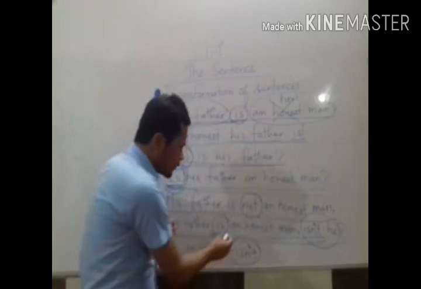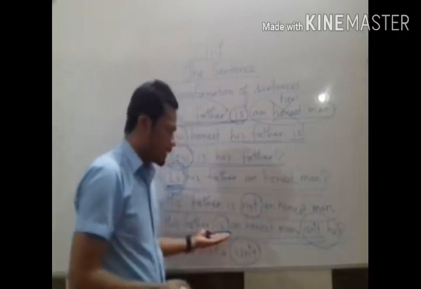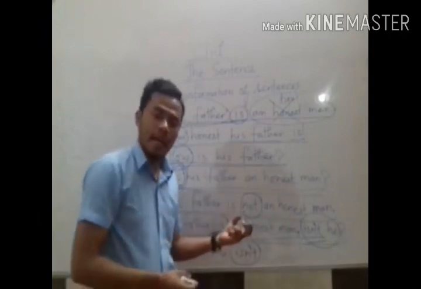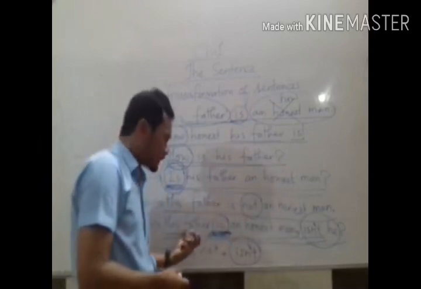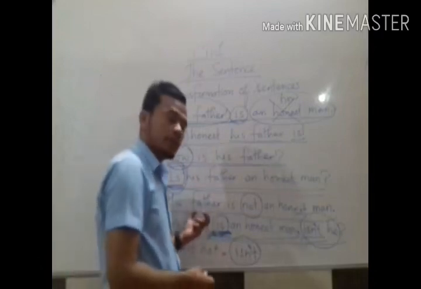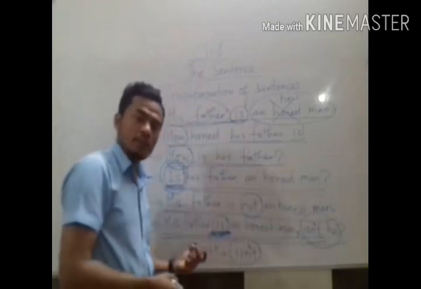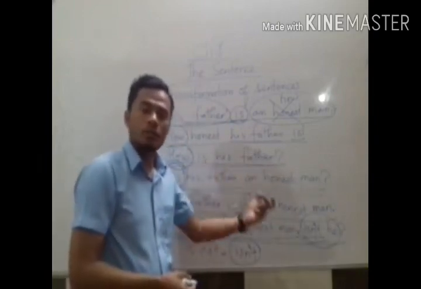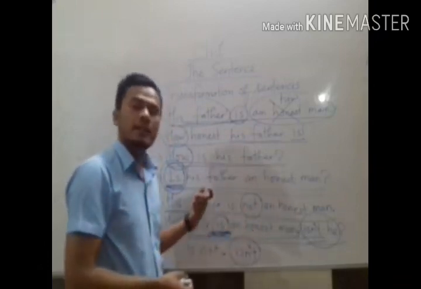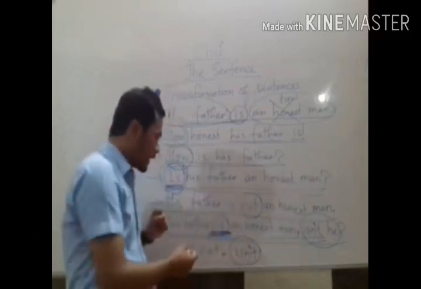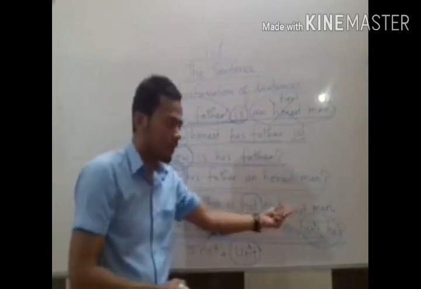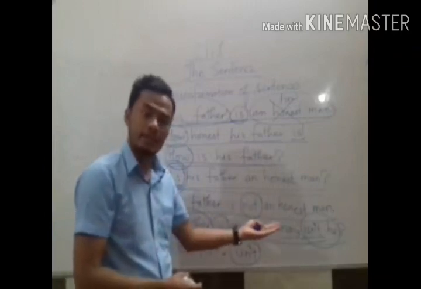So here, his father is an honest man. To make the question tag, I have to use the same helping verb, and after that I have to use the same subject here. If the subject is a pronoun, there is no need to change it, because the same pronoun we have to use. Otherwise, if the subject is a noun, then we have to change that noun into a pronoun. Like here we have father, his father. So for his father we have to use he. See, his father is an honest man, isn't he?